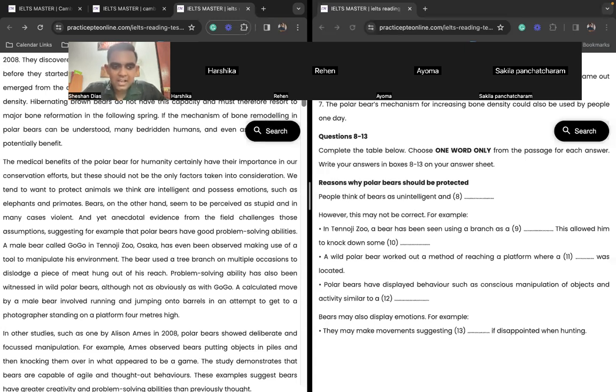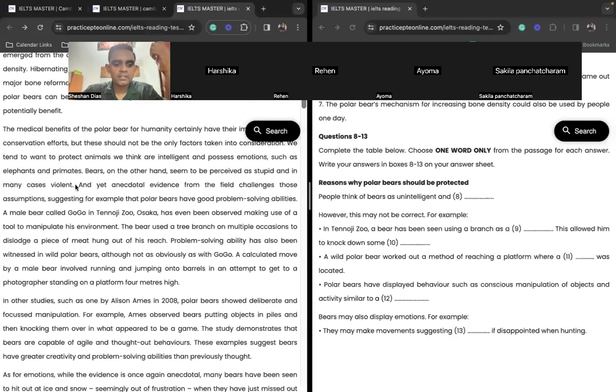So it has to be VIOLENT. Look at the paragraph and write the answer, right? Violent. So that would be a correct answer. Now we know the answer for question number 9 will be below this, right? Not above, below. Tennoji Zoo, a bear has been seen using a branch as a blank, right? Now, this is counted as another question, so we don't really have to look at that.